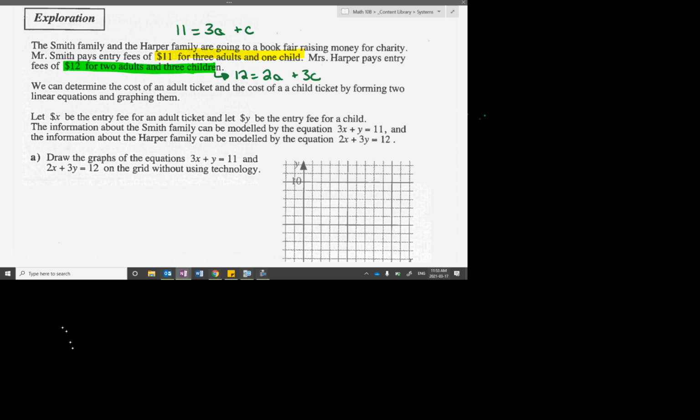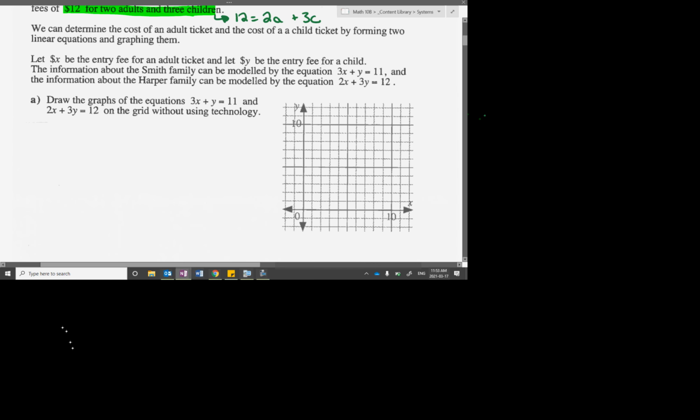I used A and C. Your workbook is using X and Y. I personally prefer to use letters that have meaning versus X and Y because it helps me not make mistakes, but really it doesn't matter. So they're saying X is the entry fee for an adult, so adult would be our X-axis. And then our Y would be our child. So our equation 3x plus y equals 11, just like our first one that I used A and C for.